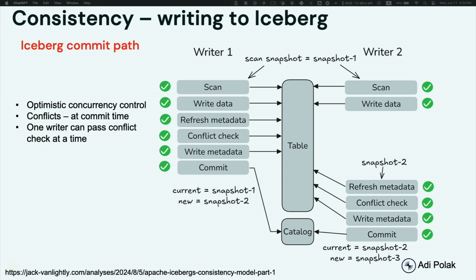But they do have one very strong lock, and this is when we do the scan, write data, refresh metadata, and conflict check. Conflict check, this is where I'm getting my lock. So that means no more distributed access. I only have one thread that can access it every time when I'm going through the conflict check. This is how Iceberg guarantees the consistency of the data later on. So only one writer can pass that conflict check at a time. This is how Iceberg promises this consistency. This is the Iceberg commit path.